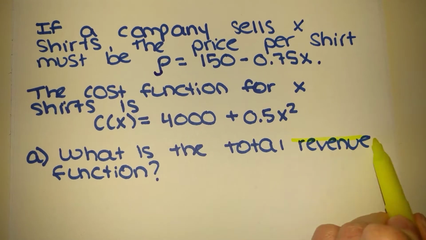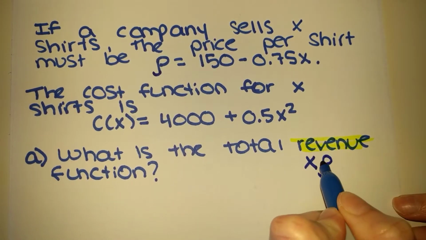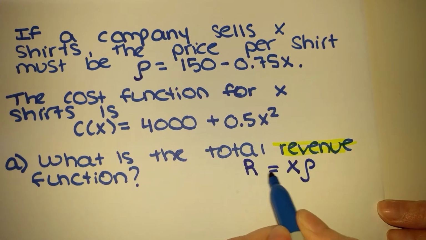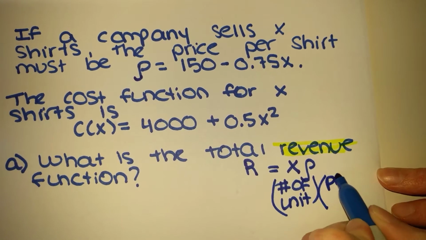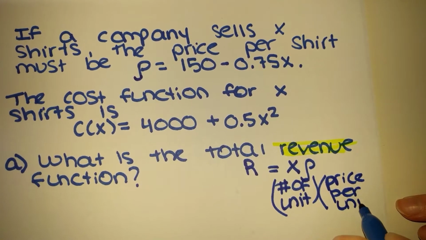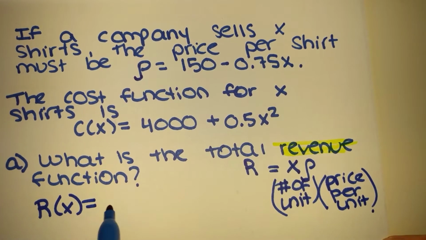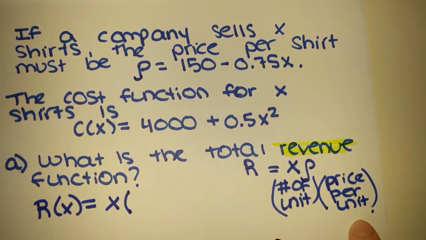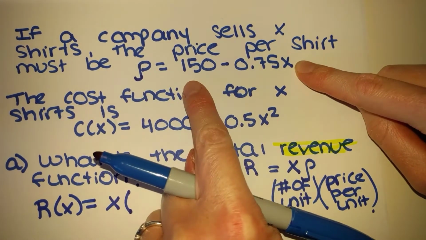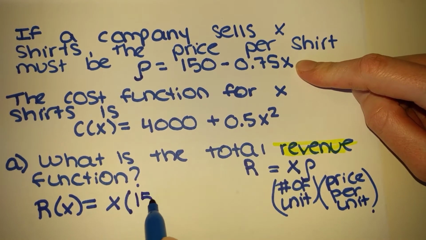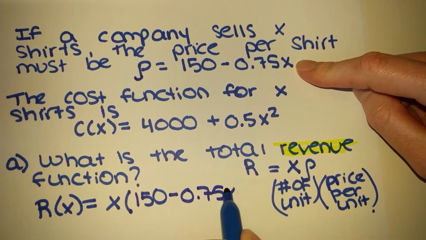To find the revenue function, it will always be x, the number of units sold, times the price per unit. So revenue is xp, again, the number of units sold times the price per unit. In this case, our number of units is represented by x, so the revenue function will look like x times the price per shirt, which is given by this little p function, 150 minus 0.75x. So our price will be 150 minus 0.75x.